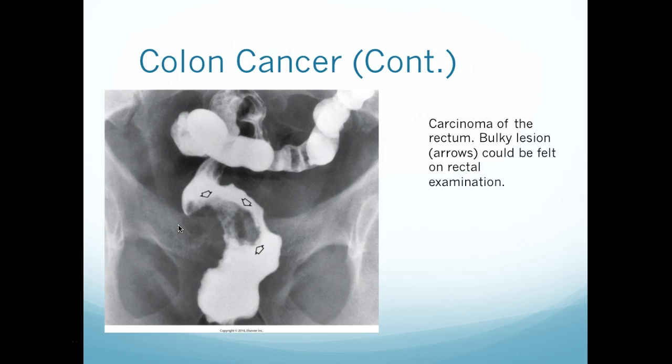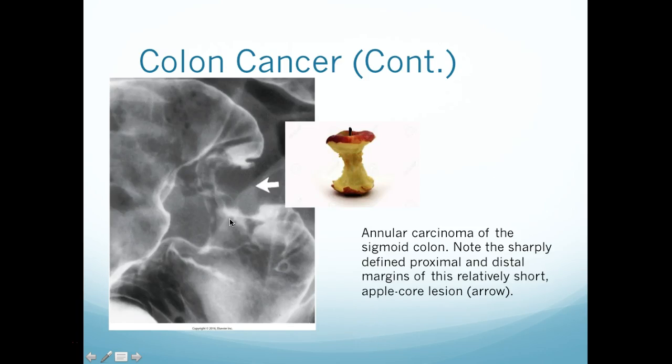So when we're looking here, this right here is a big tumor. It looks like someone took a big bite out of this colon. So that there is a colon cancer. Unfortunately, this here is what we call the apple core or napkin ring.